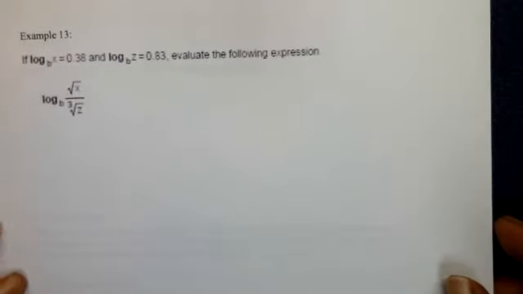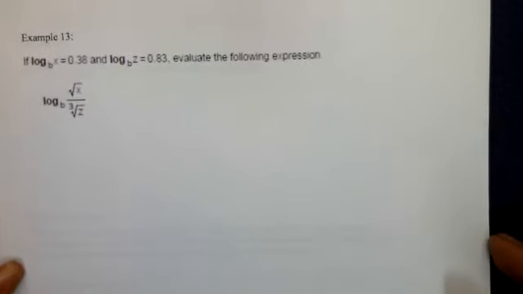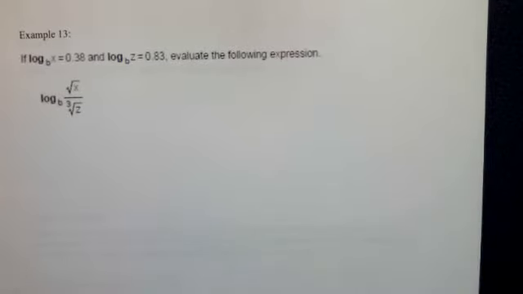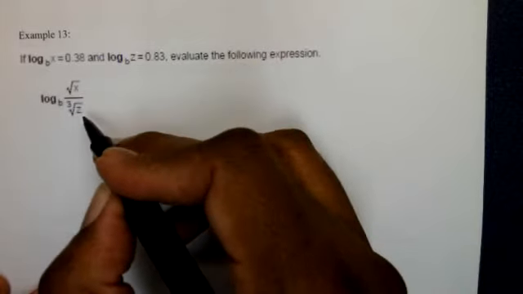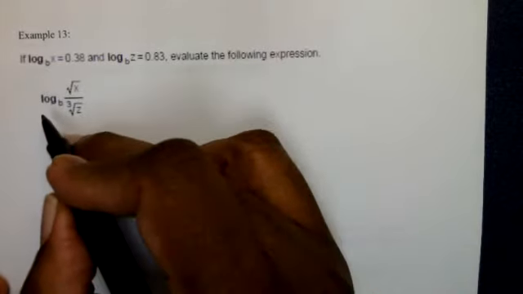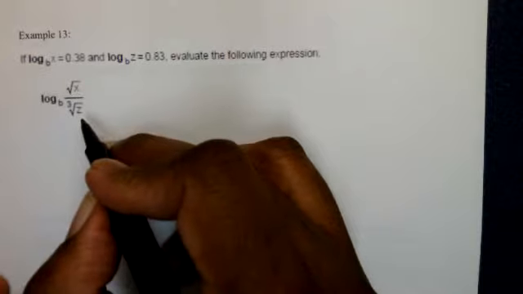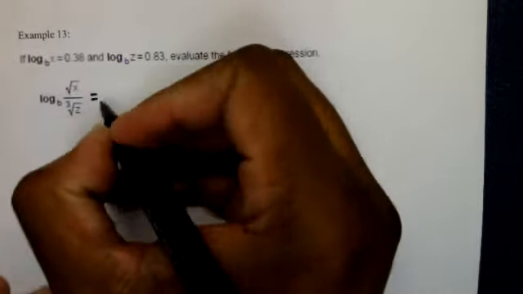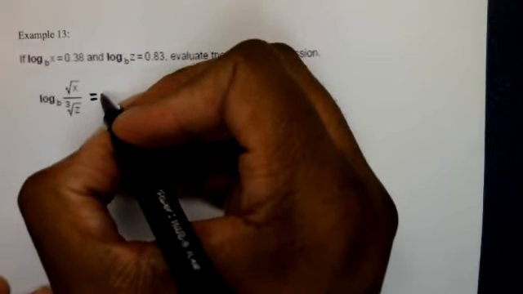Okay, example 13. Let's say we got log to the base b of the square root of x divided by the cube root of z. Well, notice right off the top, I have a numerator and a denominator. That tells me I have a log of the quotient. I need to apply the quotient rule by expanding this as the difference of the individual logarithms.